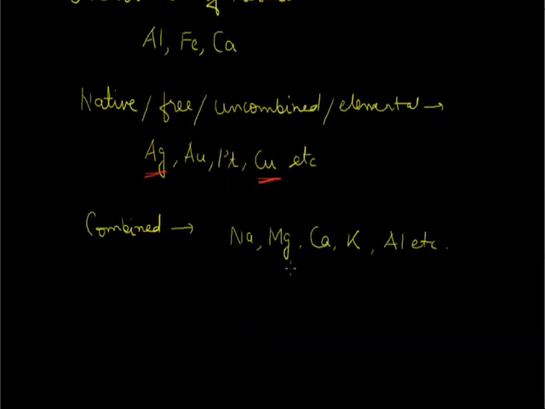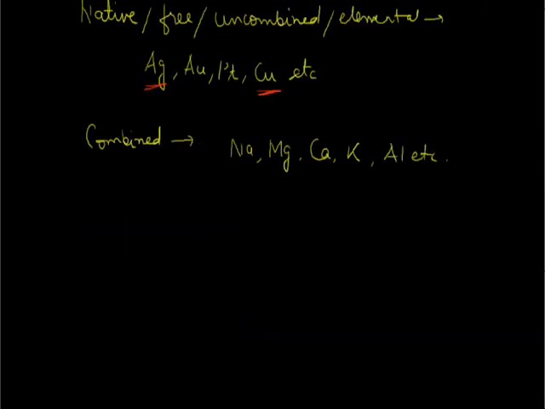Now another term related to the occurrence of metals is minerals. The natural substances in which metals or their compounds occur either in native state or in combined state are called minerals. So simply we can say that minerals are what? They are the natural state of occurrence of a metal. Any metal which is either occurring in its native state or in its combined state, that state of occurrence will be called mineral of that particular metal.